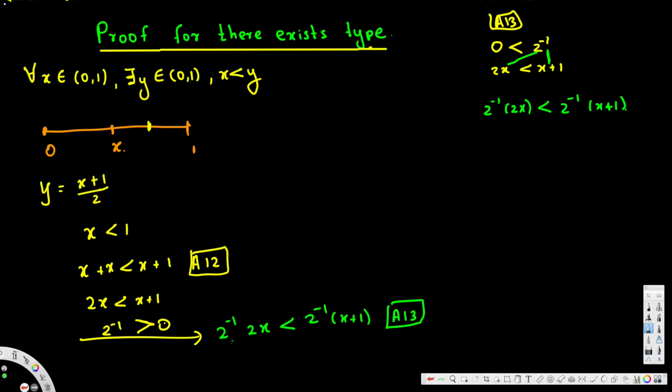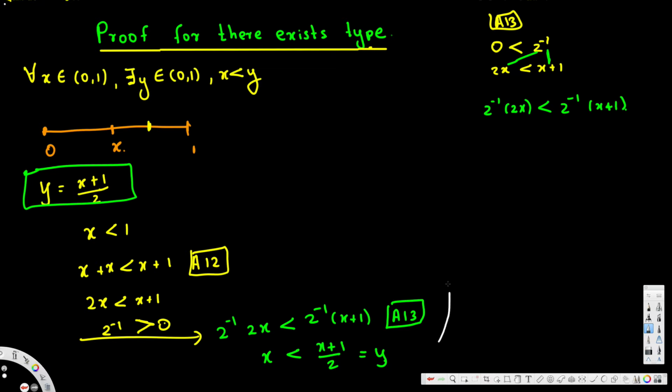Now we know that 2 inverse and 2 cancel, it becomes 1, so this is going to be just x. x is less than (x plus 1) divided by 2. This is what the y value is, right? This is what we have right now. So x is less than this one. We proved this one. Now we have to prove this (x plus 1) divided by 2 is greater than 0. So first let's go ahead and show that one.